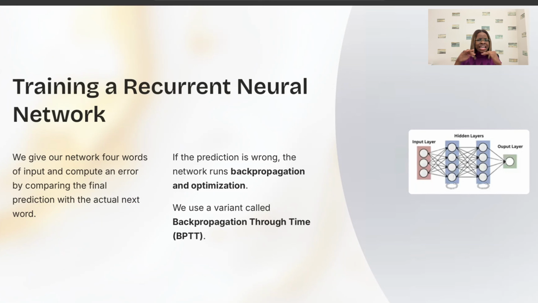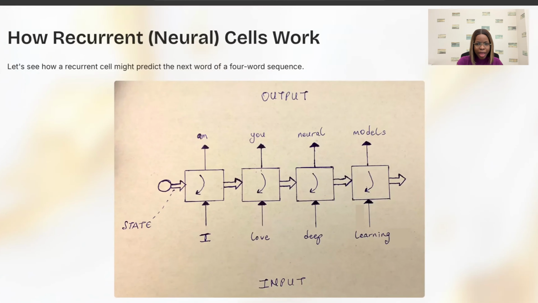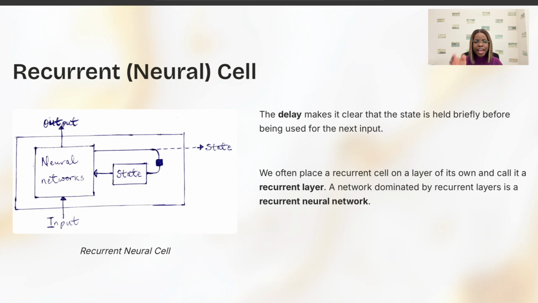Let's go to the next slide. So let's tie all of this together: training a recurrent neural network. A recurrent neural network encompasses, if you remember, a recurrent neural cell, which is placed in a layer of its own. And a network dominated by recurrent layers is a recurrent neural network.